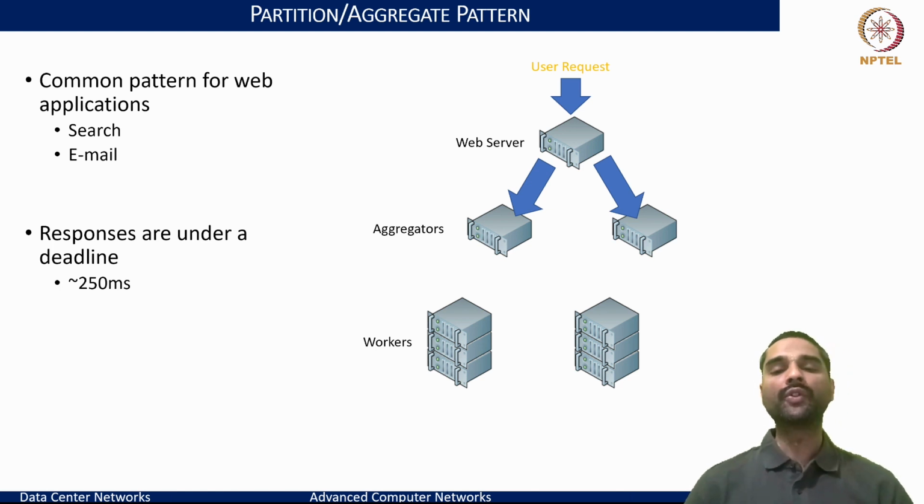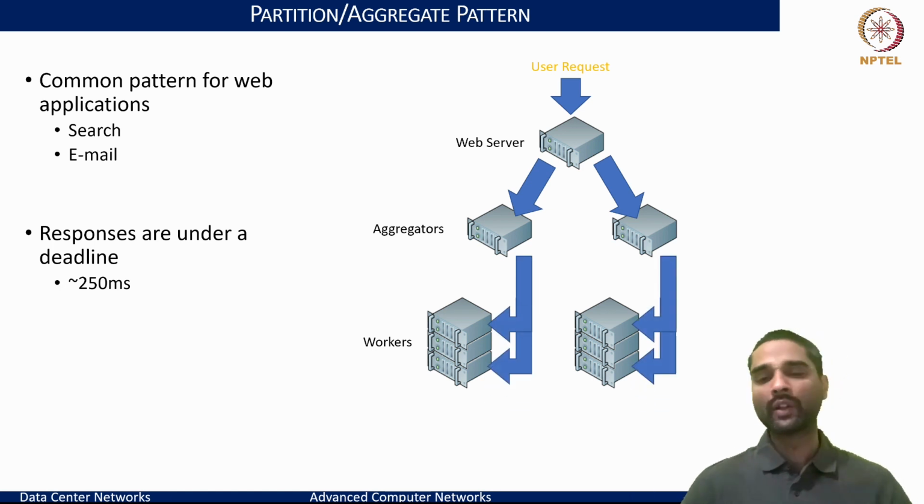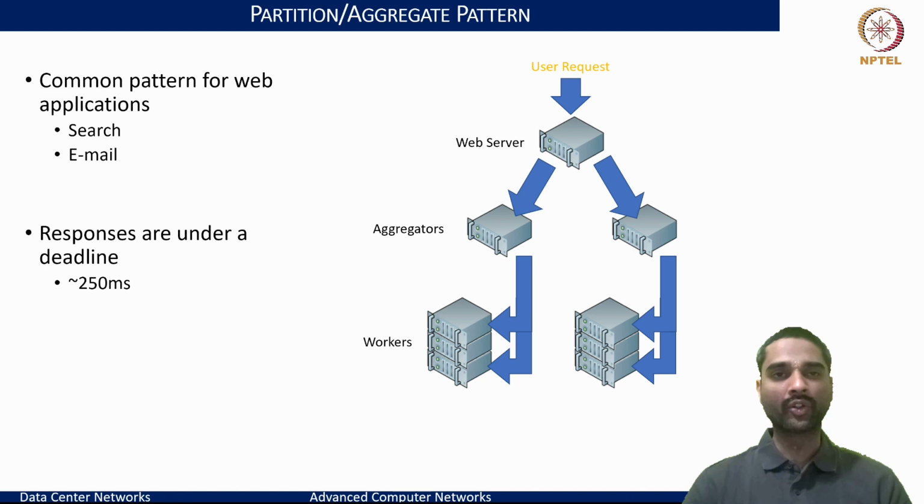And then each of these aggregators would in turn talk to the worker nodes and split the workload to ensure that all the workers fetch the data and then send the information back to the aggregators, and the aggregators then send the information back to the web server, which would collate all the information and respond back to the user. And typically, when we use the internet and do a search on Google or Bing, we expect the data to be available within a second, less than a second.